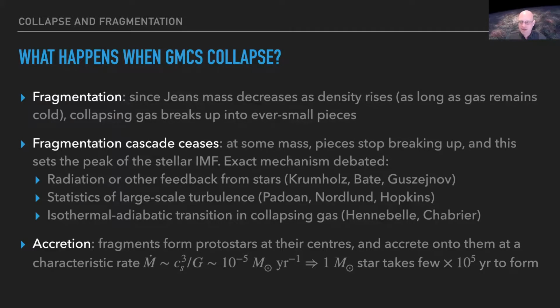Now, once that fragmentation cascade has ceased and you've started to form stars, you have gravitationally bound fragments with protostars at their centers, and those gravitationally bound fragments will begin to accrete. The accretion onto them occurs at a characteristic rate that's dictated by the sound speed. It's of order the sound speed cubed over G, and if you plug in the sound speed of about 0.2 kilometers a second that you expect in molecular hydrogen at a temperature of 10 Kelvin, you get of order 10 to the minus 5 solar masses per year. So that means that forming a star like the sun takes of order a few 100,000 years, a few times 10 to the 5 years, just because that's how long it takes to accrete its mass from a giant molecular cloud.